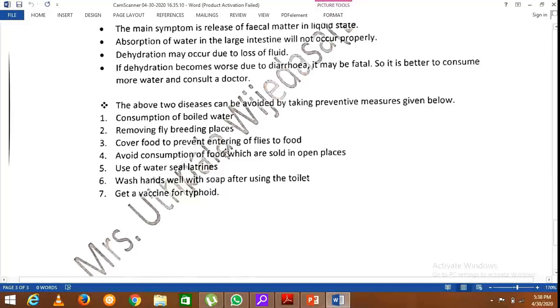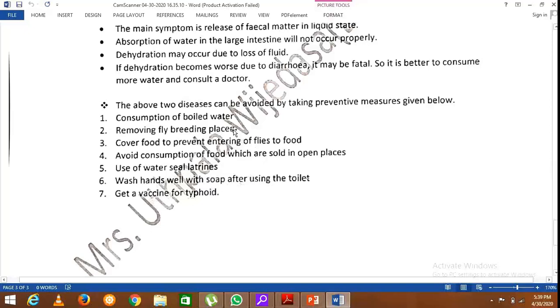Cover food to prevent flies from entering the food, avoiding consumption of food which is sold in open places. Always the food should be covered. Use water seal latrines and wash hands well with soap after using the toilet. Get a vaccine for typhoid.